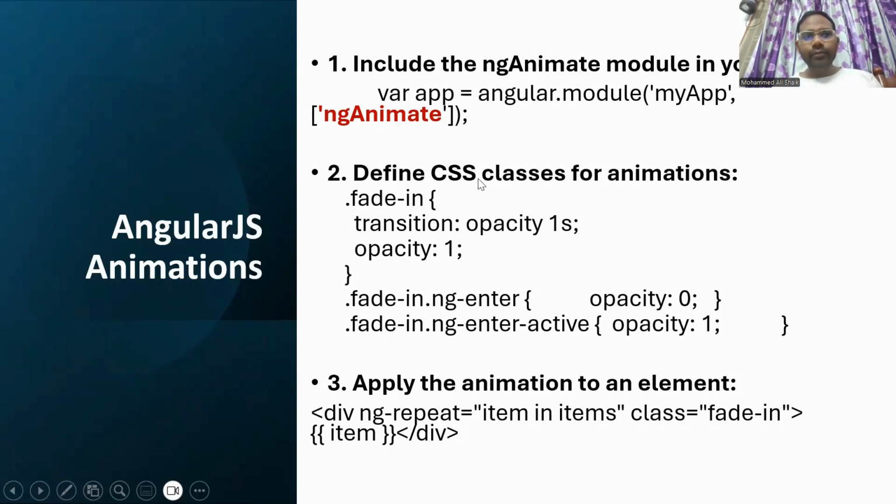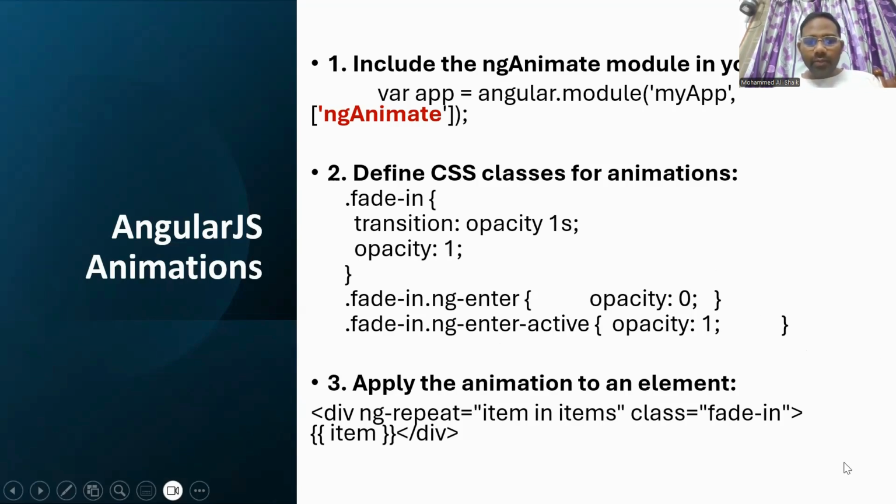In order to implement animation, we need to have the CSS. So define CSS classes for animation, like fade in, fade out. These are the things that we are going to take generally. Fade in, transition, opacity 1 second, opacity 1. Opacity means whether we want to show that particular div or hide that div. Then ng-enter, ng-enter-active, when an element enters and whether it is active over there. So these things are going to be implemented in CSS.